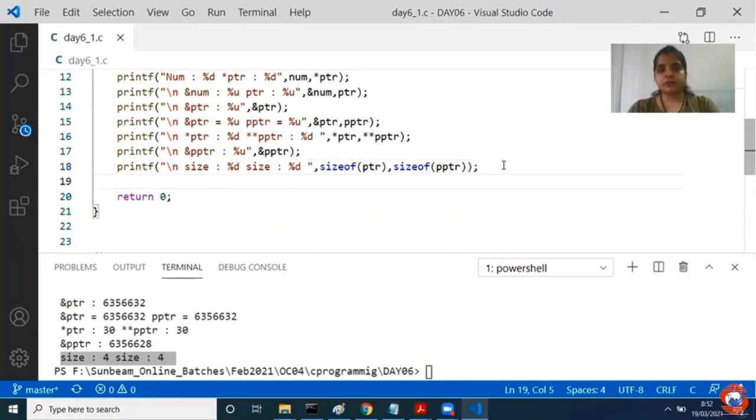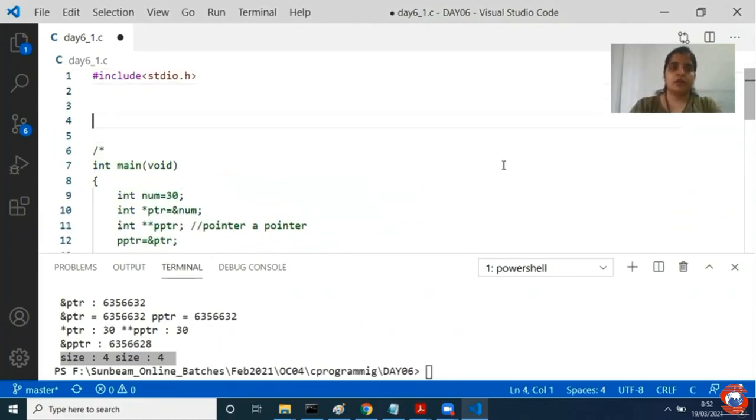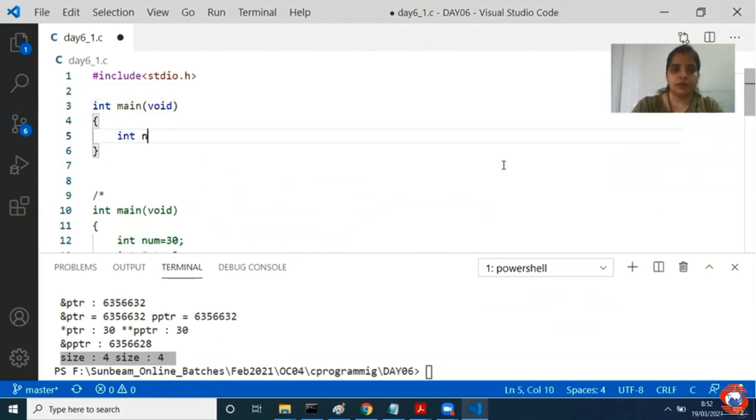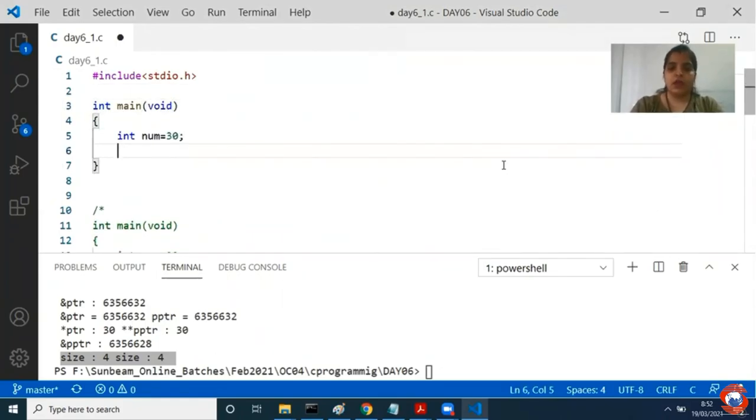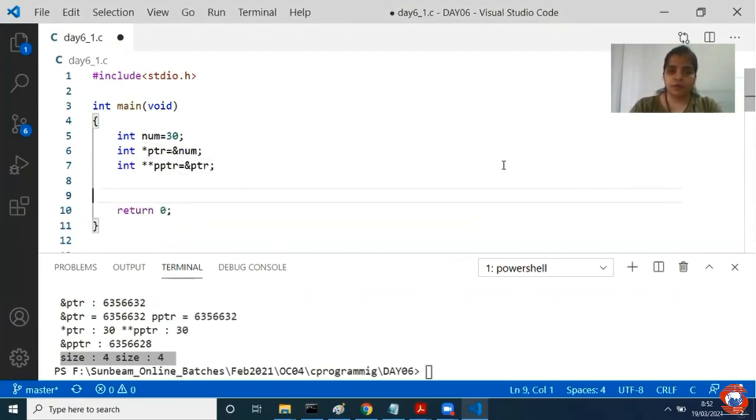Did you all get it? Everyone? All right. I'll take the next example in which let us assume I'm declaring one integer num which is equal to 30. I'm writing integer pointer PTR which is holding the address of num. I'm declaring one PPTR which is holding address of PTR. Right? Now I'm saying return 0.